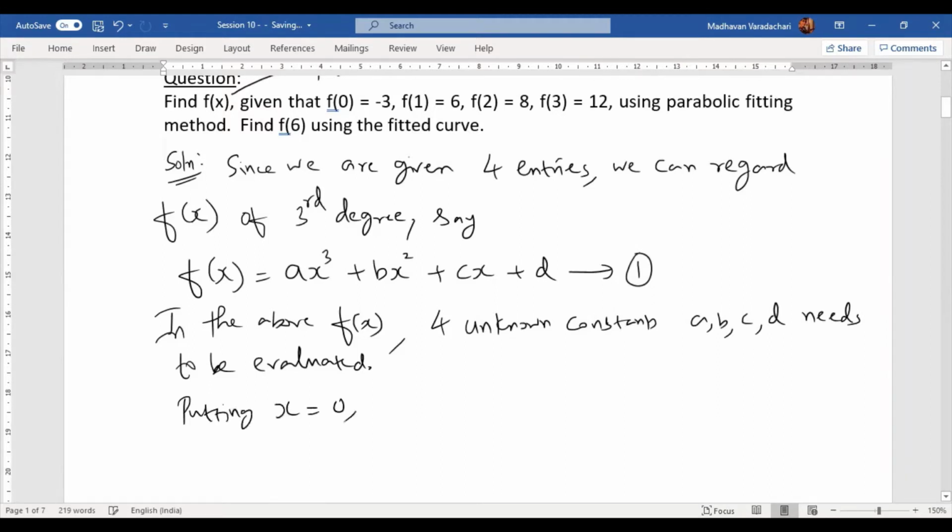So now I say putting x is equal to 0, 1, 2 and 3, because f of 0 is given, f of 1 is given, f of 2 is given, f of 3 is given. So I am going to substitute in this equation x as 0, 1, 2, 3. What will happen? In 1 we get first one, I can say f of 0.